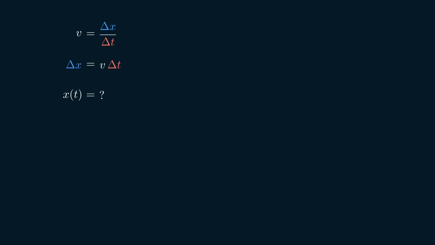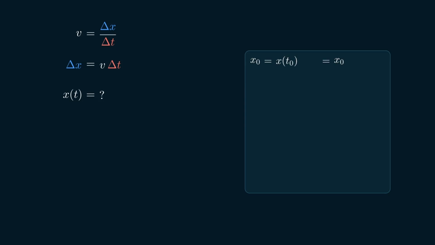Let's do this step by step. We already know a few values of this still unknown function x of t. The value of x at t0 is x0. In our example, that was the starting point at 0 meters. The value of x at t1, so x1, was exactly 5 meters, meaning 1 delta x farther to the right.